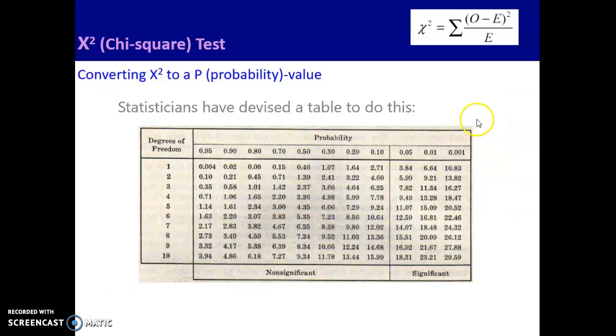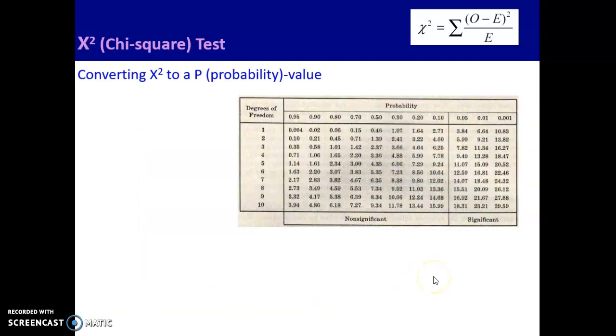That's where this chart comes in. And again, if you'd like to have this chart in front of you while you're taking the AP exam, that is allowed. Okay, so two things that we want to look at: the degrees of freedom, and the probability value. Now remember, as biologists, we only use the 0.05 column. That gives us a 95% confidence that we like to use. So we always use that column.